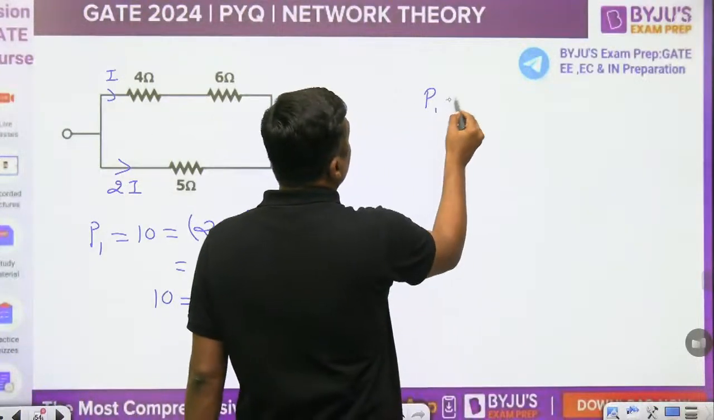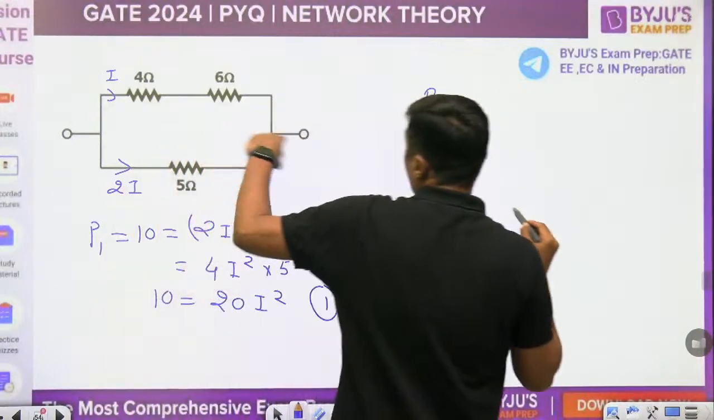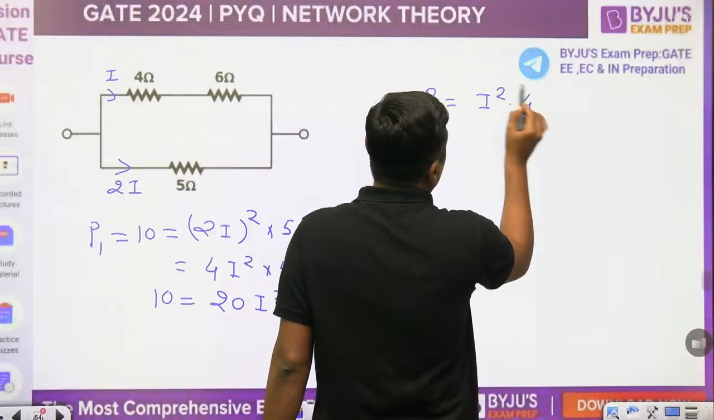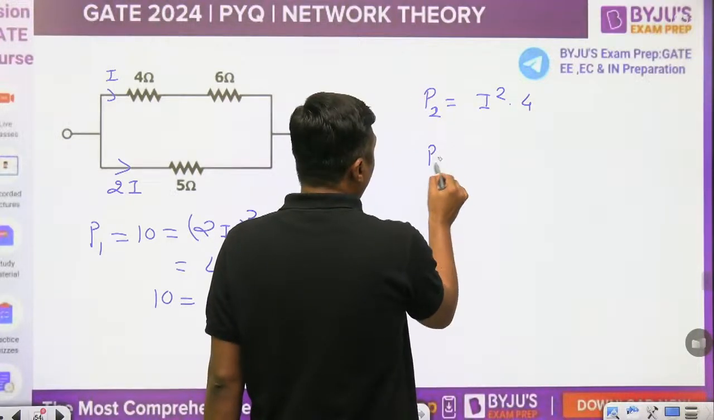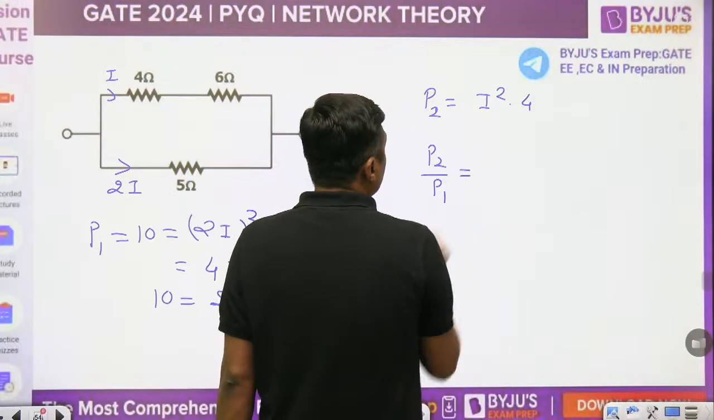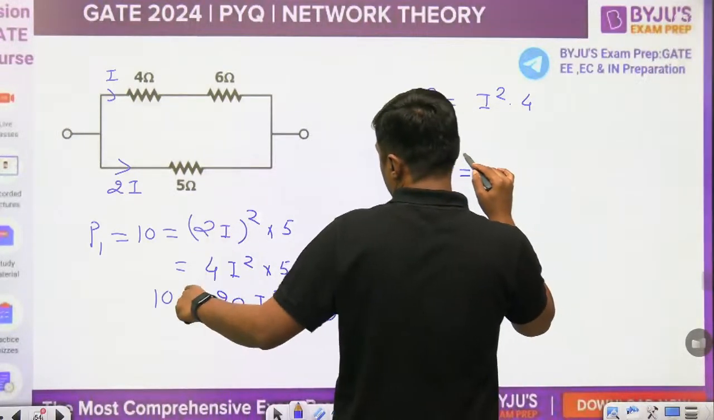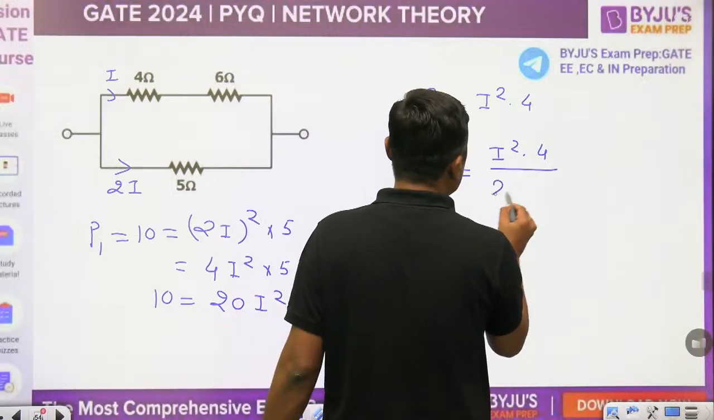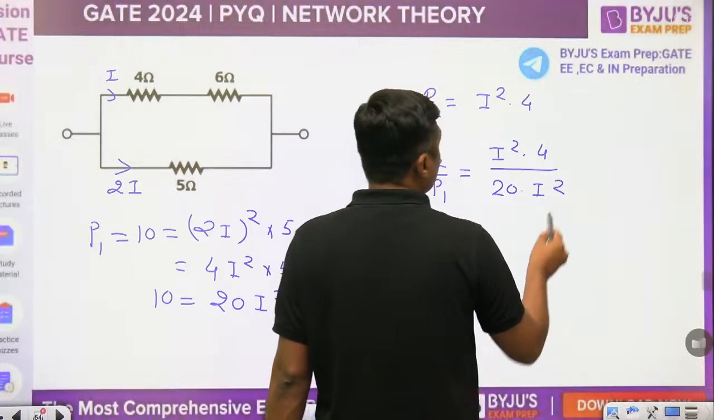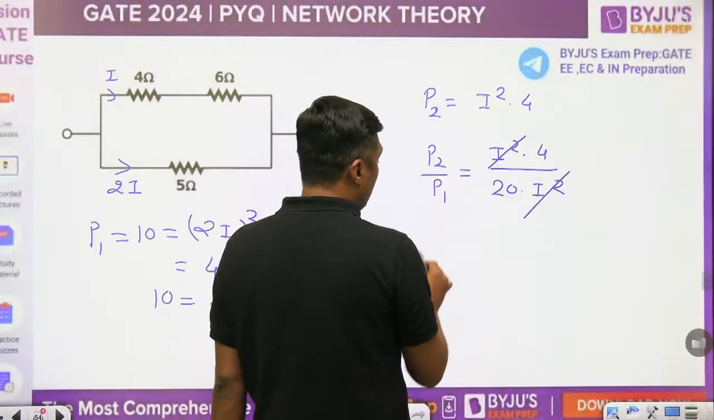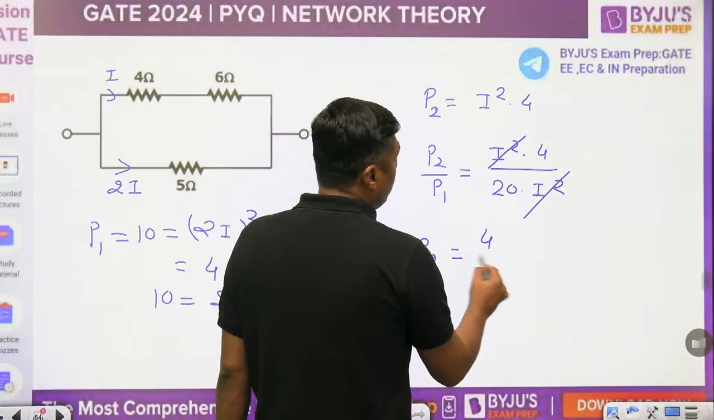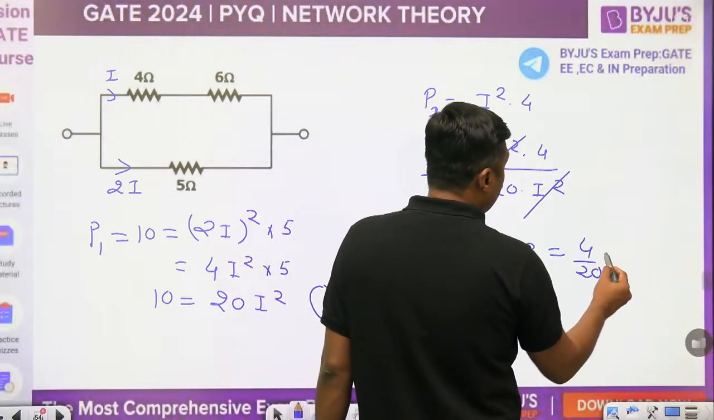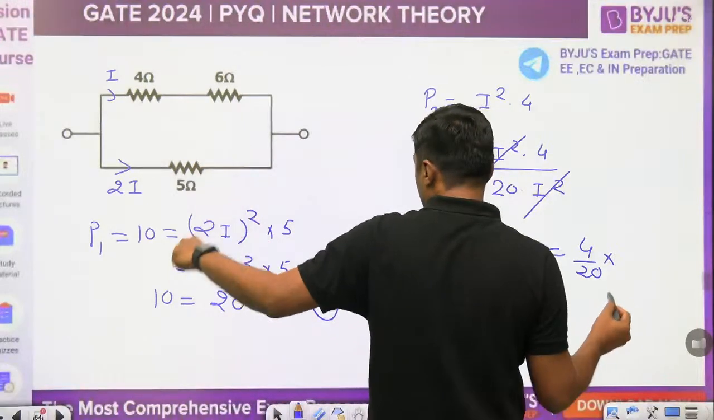Second, P2. Now you have to find the P2. What is the current I? So that will become I square into 4. Now P2 divided by P1 is equal to I square 4 divided by 20 I square. Now it is correct. This I square cancels. P2 is equal to 4 by 20 into P1. What is the P1 here? 10, given.